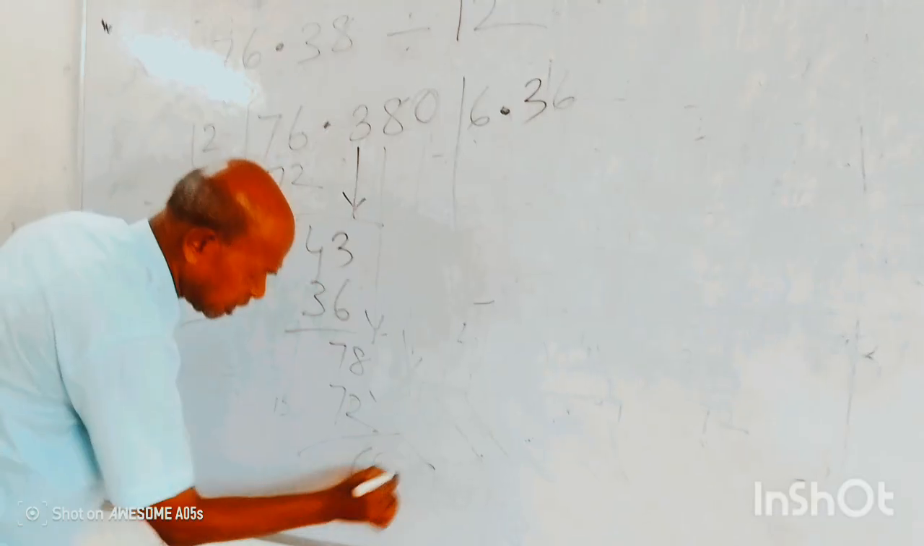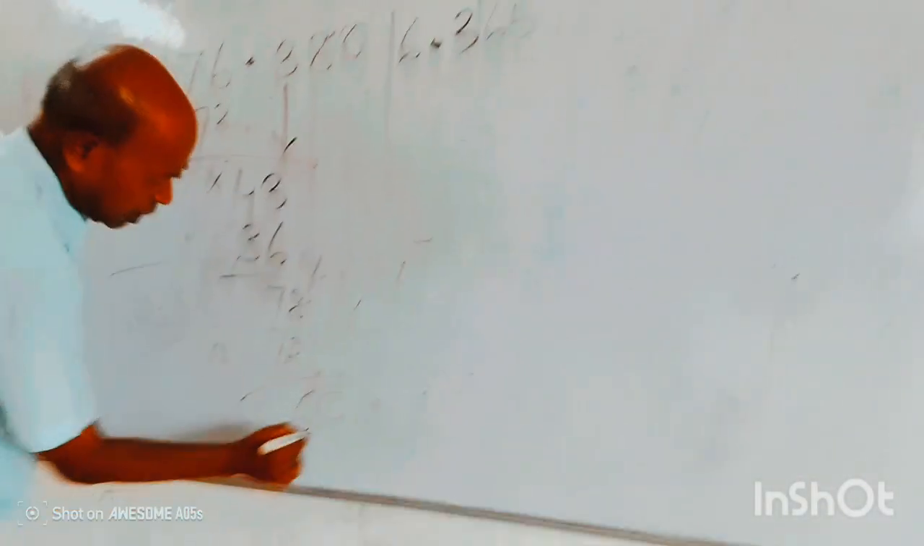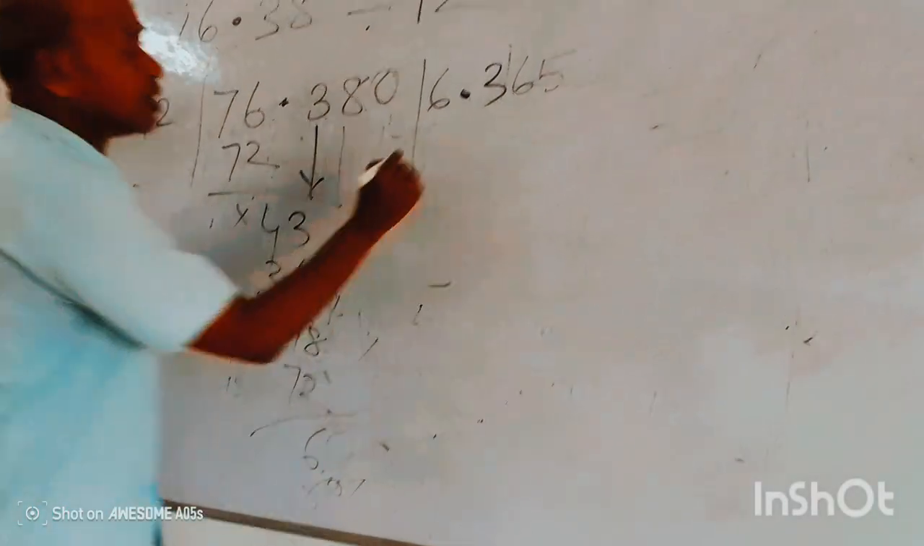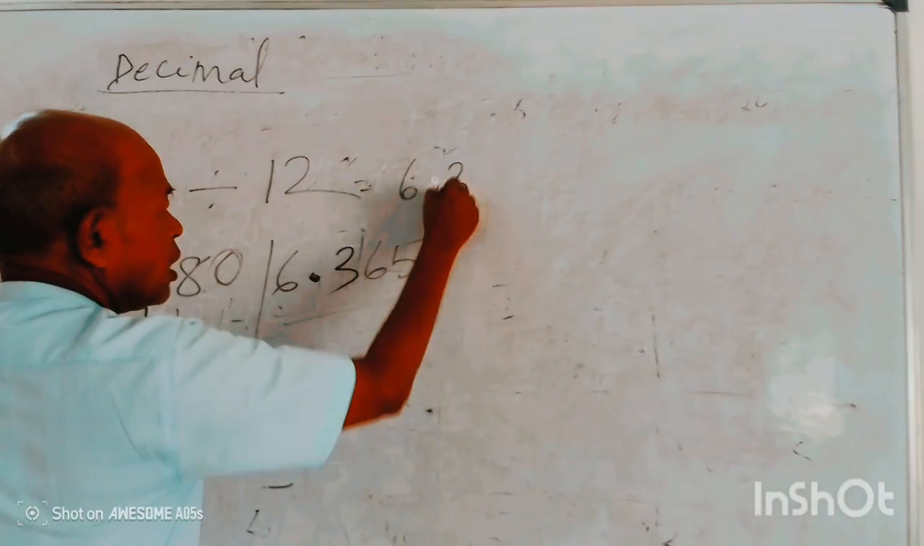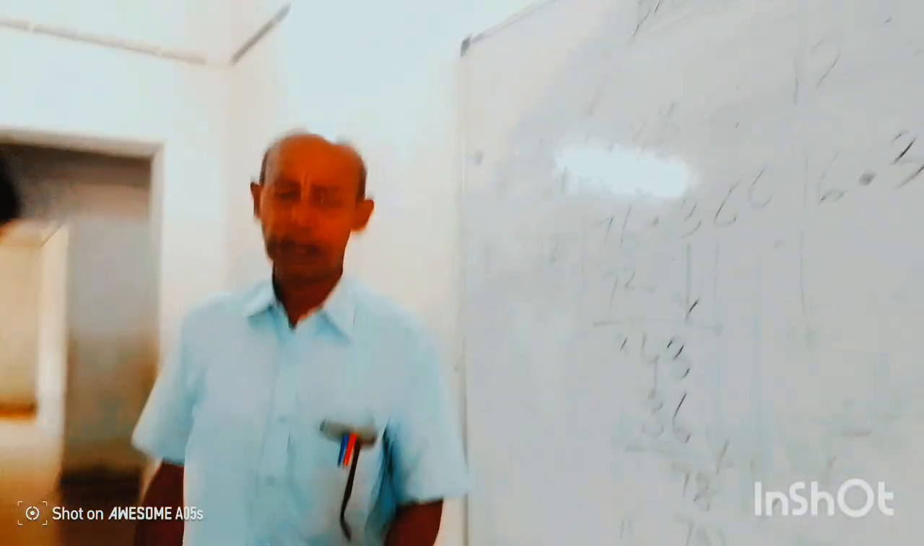12 times 5 is 60. So our answer is 6.365. Okay? Today is only this one.